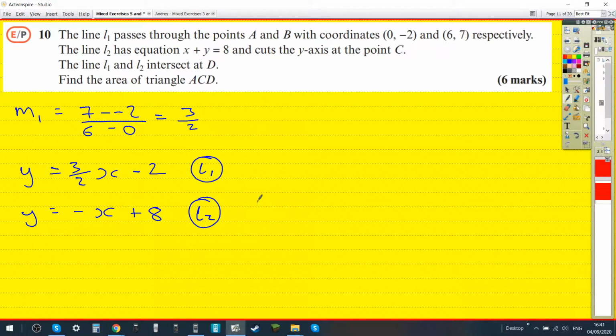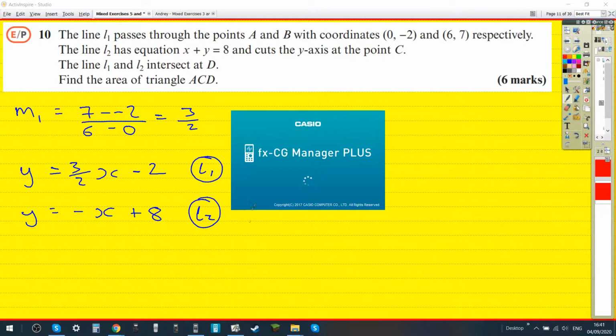Okay. And so now, shall I put this into my graphical calculator? Intersect at D. You could.